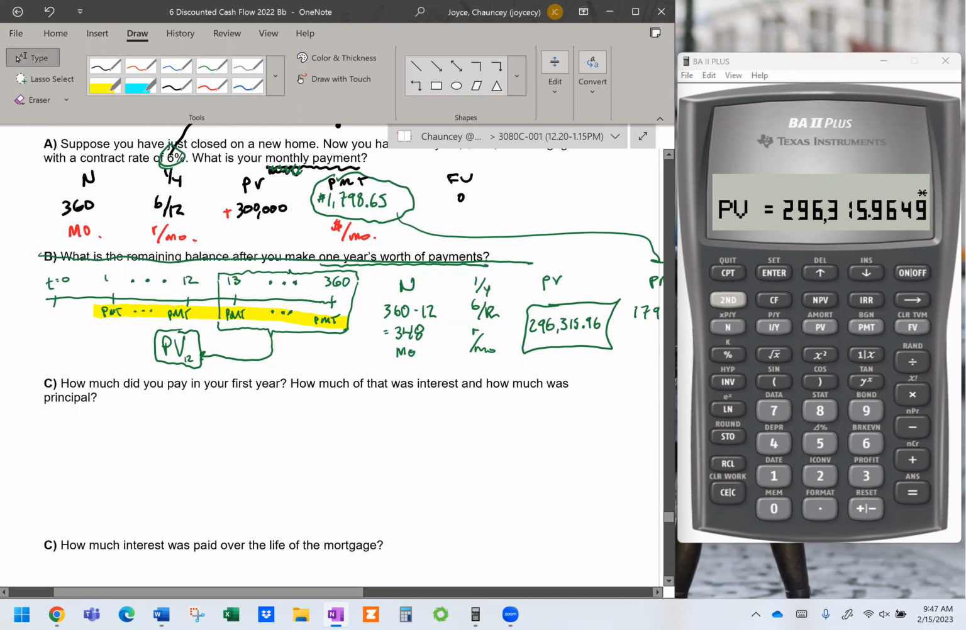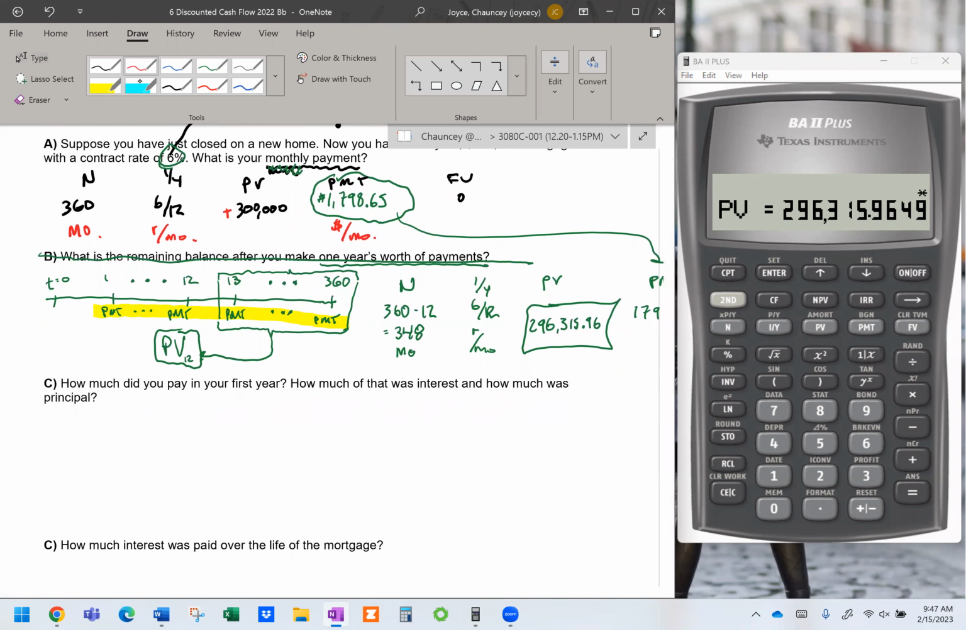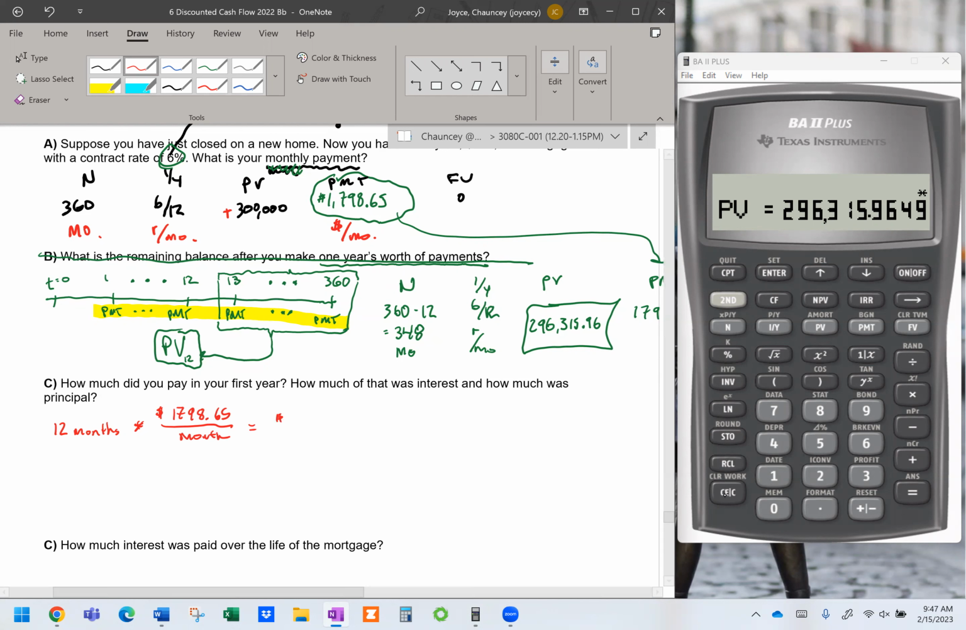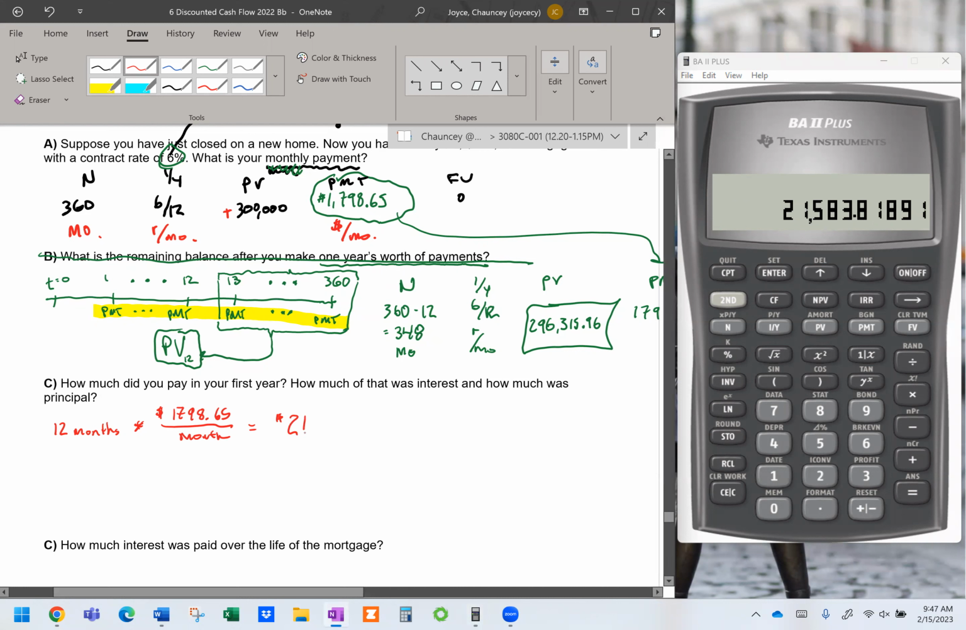All right, how much did you pay in your first year? Well, we made 12 payments, right? So there's 12 payments, 12 months times our payment, which was $1798.65 per month, which will give us a total dollar amount. So if I clear out here and I go back and I compute that payment, there it is, drop to negative so I can see it, times 12 months is we paid $21,583.82.